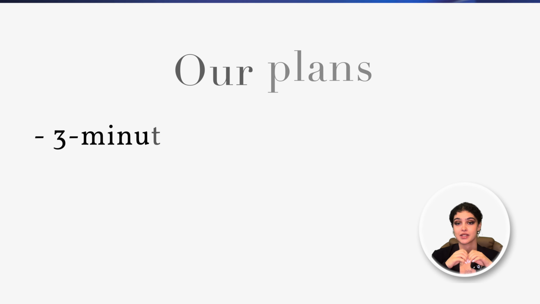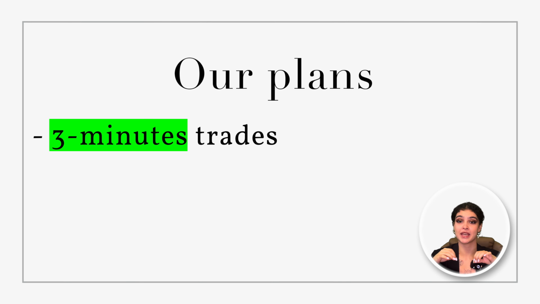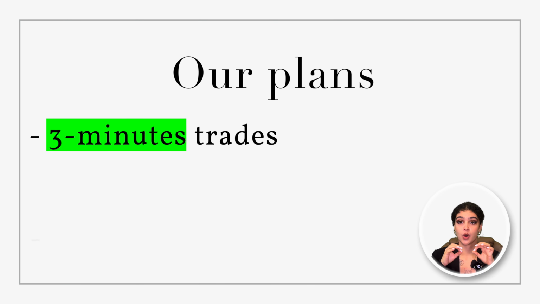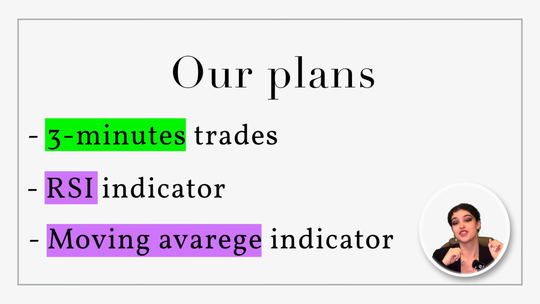What is the difference between gold and currencies? Gold behaves more smoothly, and our task is to use it in the most profitable way. So today we will use a 3 minute trade, which allows us to make calm profits. Also, we will get an overview of the RSI and moving average indicators.